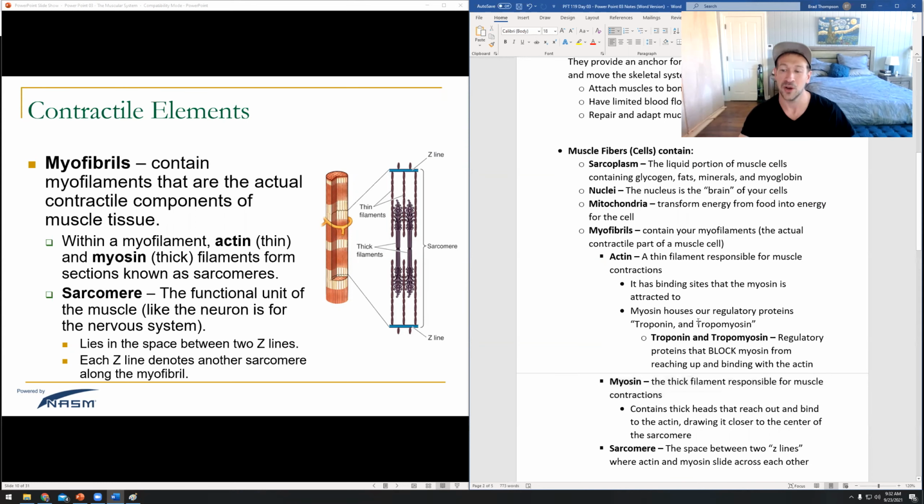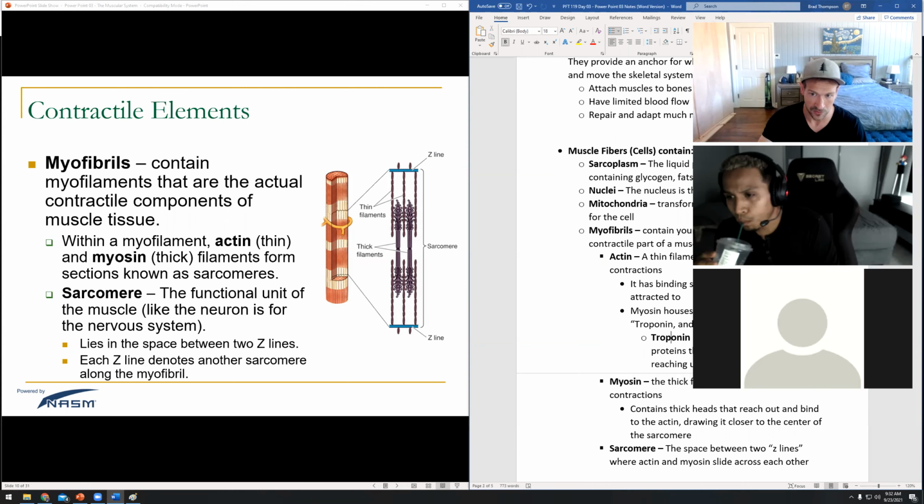These are also myofilaments, but they're not contractile myofilaments. In fact, they're the exact opposite. They are chaperones that are there to stop contractions from happening when they're not supposed to. So troponin and tropomyosin live on the actin strand and they block myosin's heads from being able to reach up and grab the actin.